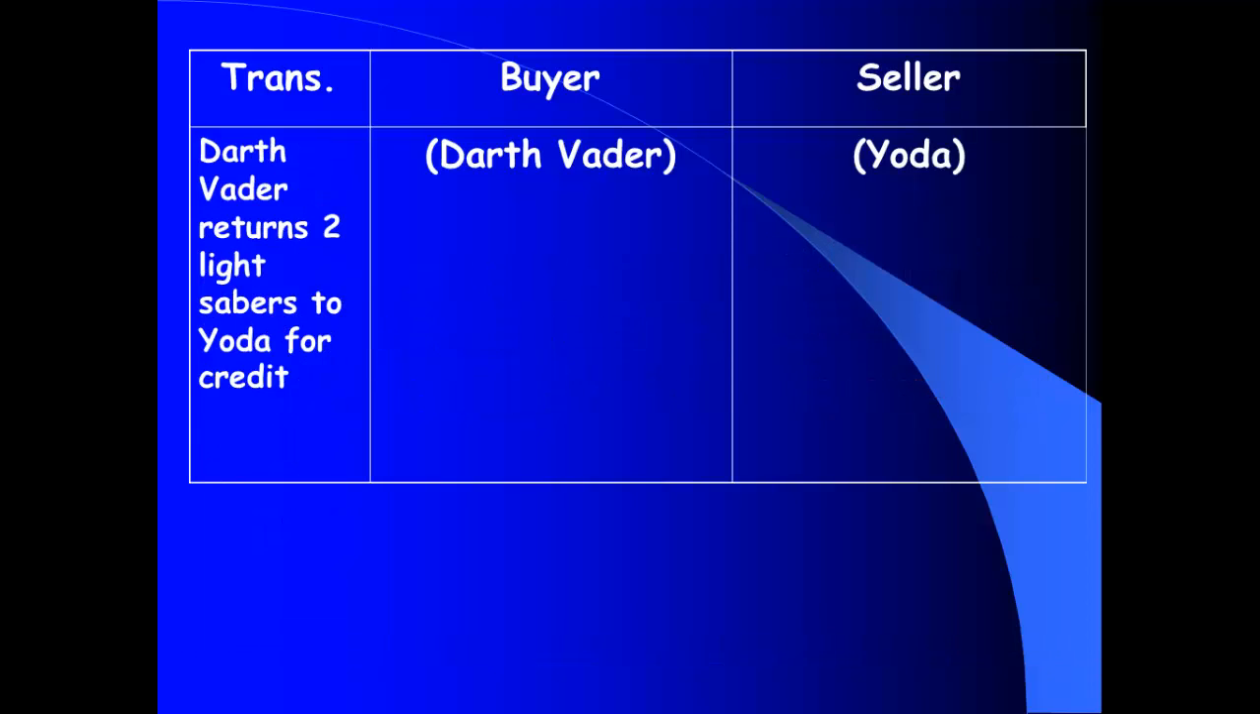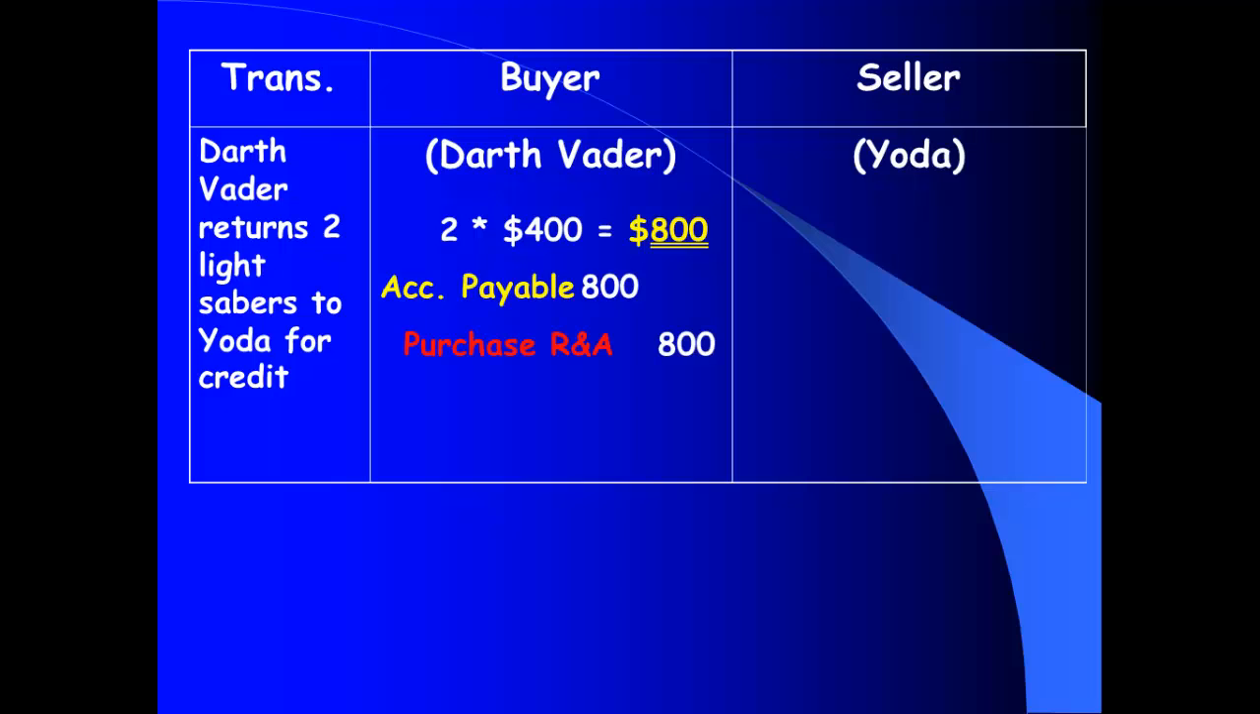Darth Vader sends back 2 lightsabers. Hasn't paid for them yet. What am I going to debit if I'm the buyer returning those? Accounts payable, good. Why? To make the liability go down. Now, if this was a perpetual inventory system, what would I credit? Merchandise inventory. Good. Why? To make the asset go down. But periodic system, I can't do that. Instead, what account do I credit in its place? Purchase returns and allowances. Because we can't touch merchandise inventory.